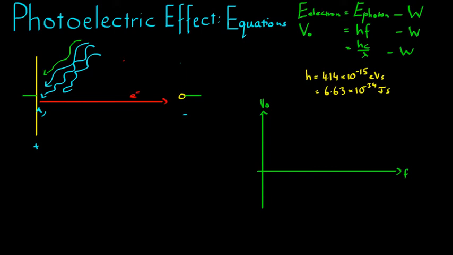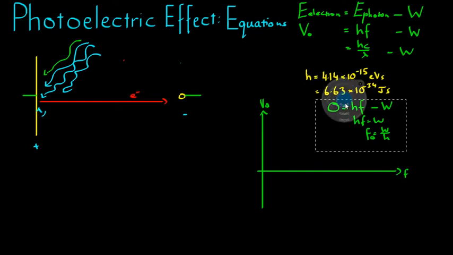So it basically means the kinetic energy of the electron is 0, and the energy of the photon was pretty much equal to the work function. So hf equals W, f equals W on h. That is what's known as the threshold frequency. I'll move this aside.